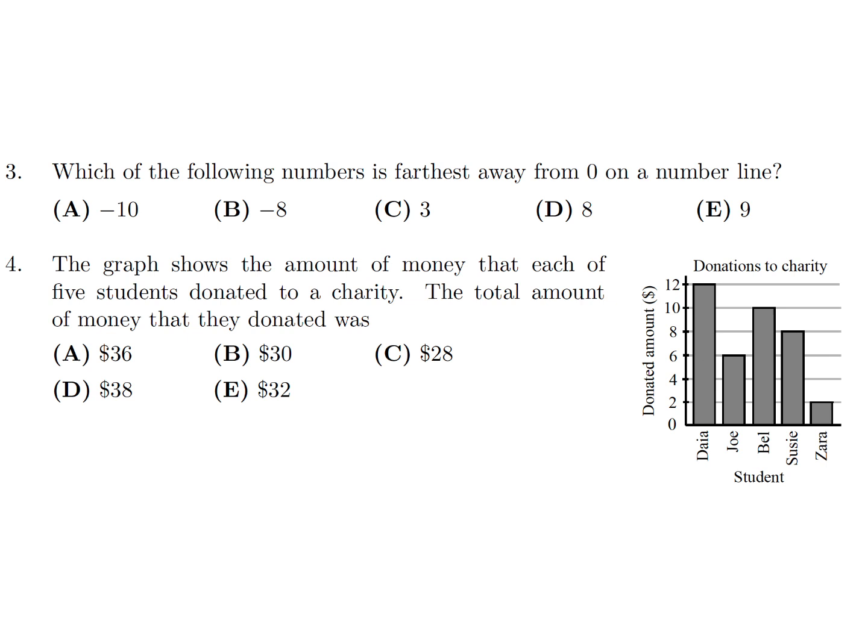Which of the following numbers is the farthest away from 0 on the number line? Okay, well, here's 0. Let's see here. Minus 10 will be way out of here. Minus 8 will be here. 3 is here. 8 is here. And 9 is there. So the number that's farthest from 0, I believe, is this guy, minus 10, since it's a full 10 units away. So that would be A.